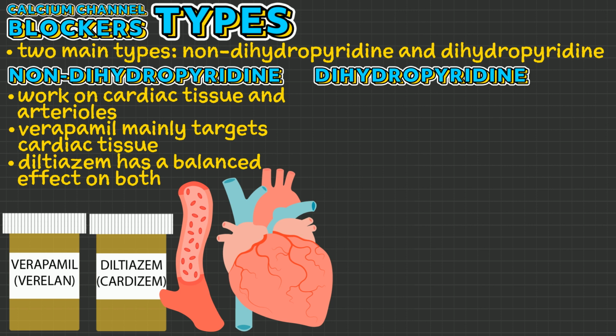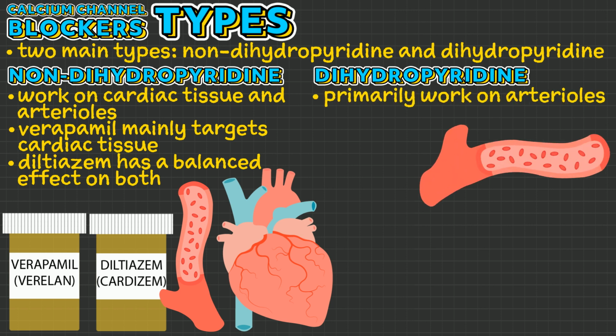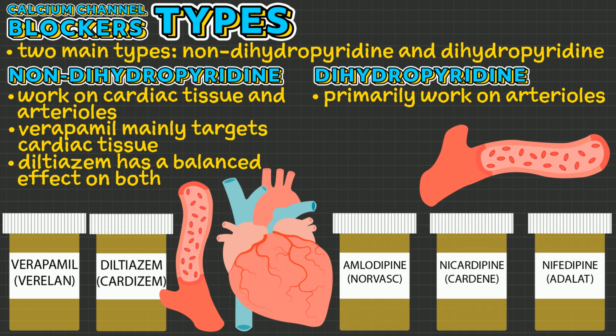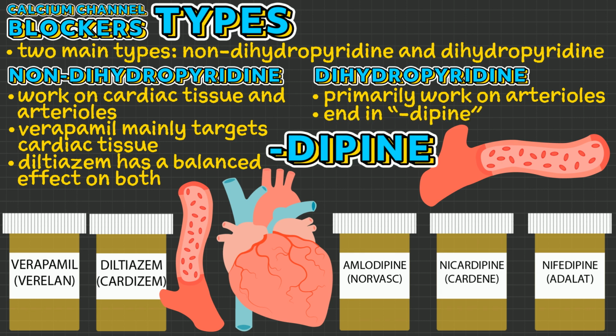On the other hand, dihydropyridine calcium channel blockers primarily work on arterioles. Examples of these are amlodipine, nicardipine, and nifedipine. Dihydropyridine calcium channel blockers are easy to memorize because they end in dipine.